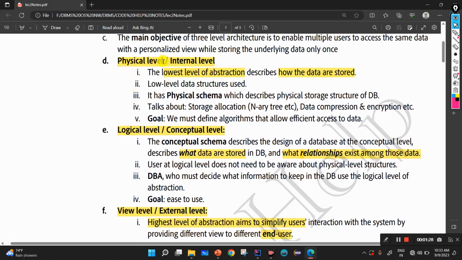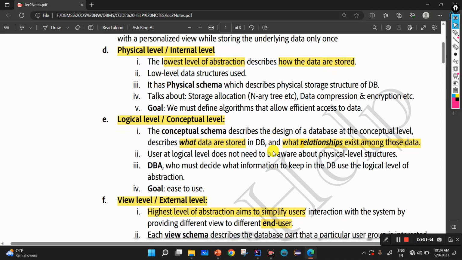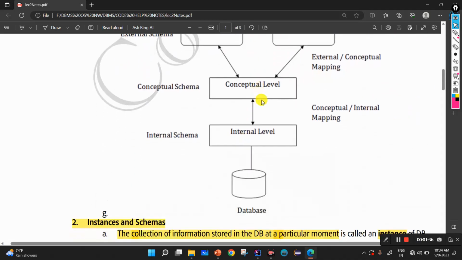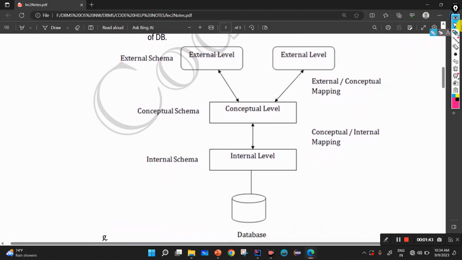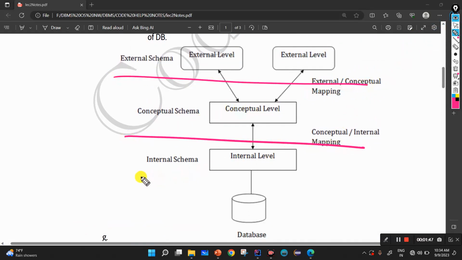First of all is physical level. What is physical level? The lowest level of abstraction, and how the data are stored. Look at that, level 1, level 2 and level 3. Okay, we can say view level, logical level and physical level.